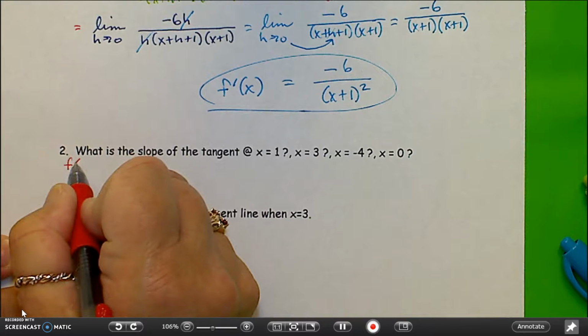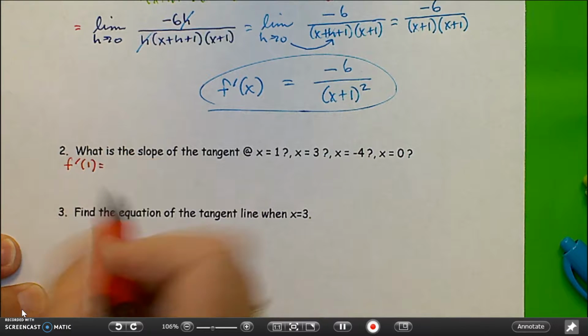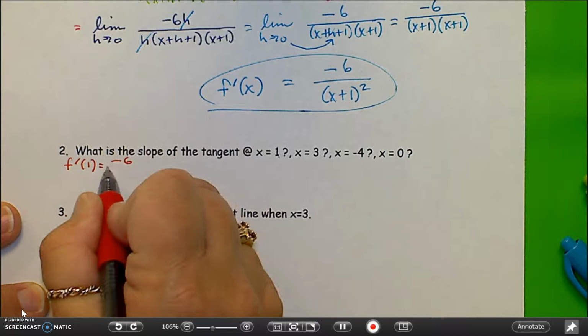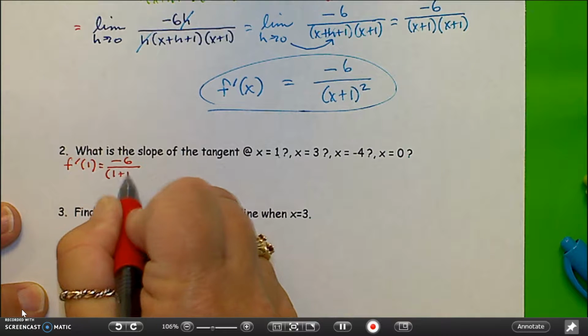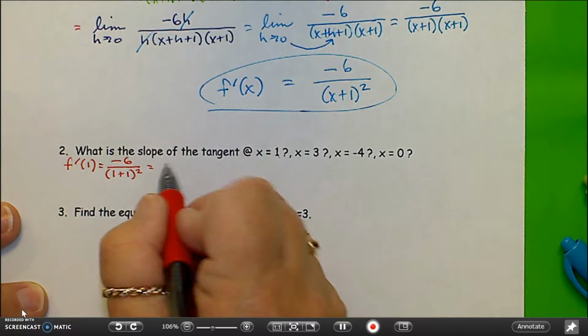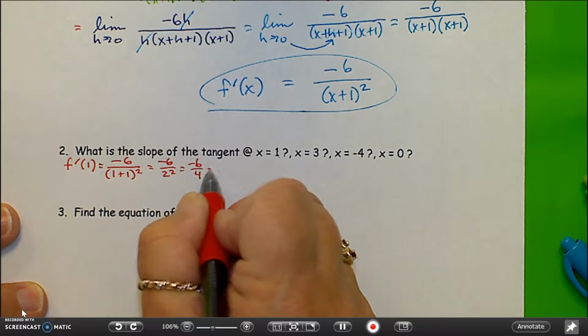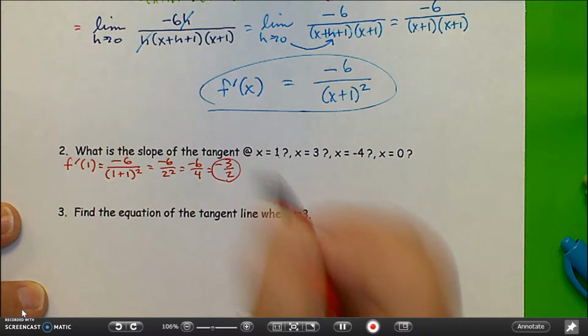I'll start with f prime at 1. So I'm just substituting in 1 for x. And I get negative 6 over 1 plus 1 quantity squared. And I just need to crank that out. Negative 6 over 2 squared. Negative 6 over 4. How about negative 3 halves? That's that.